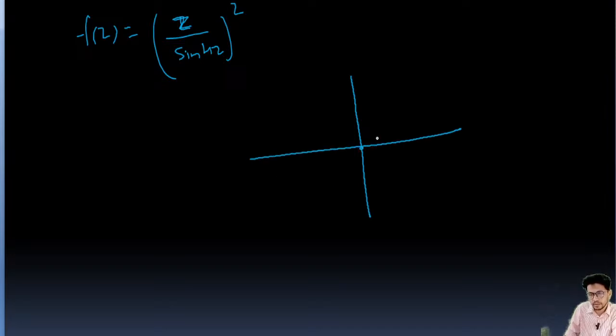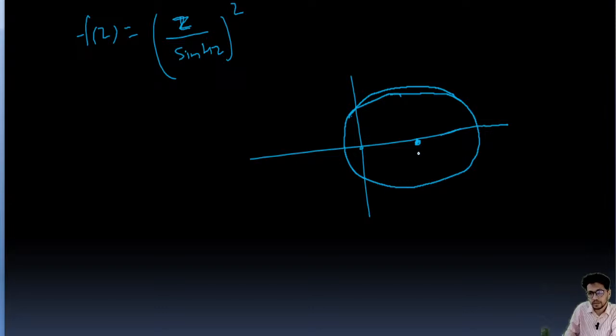This is the origin, and this is the center of the circle. Consider this a circle, guys. It's not looking like a circle, but it's a circle. This is the center, z equal to 1 by 4.